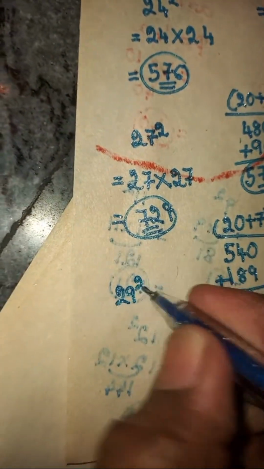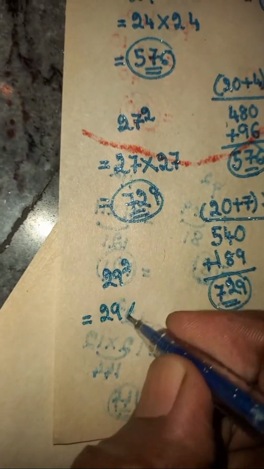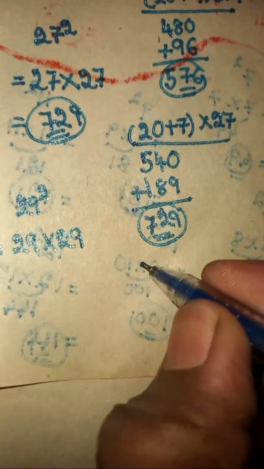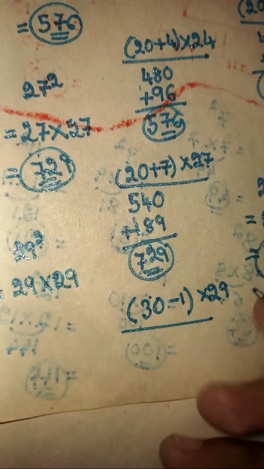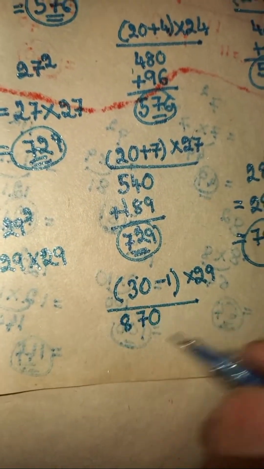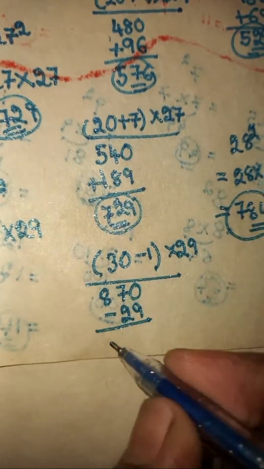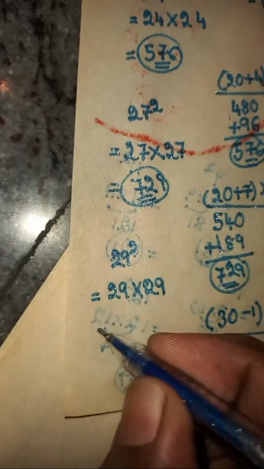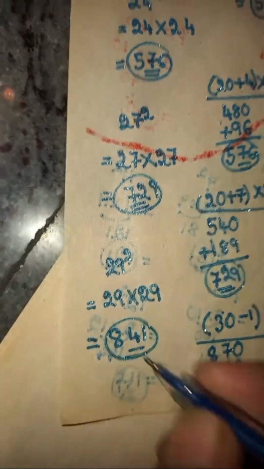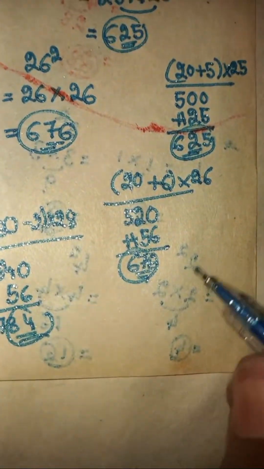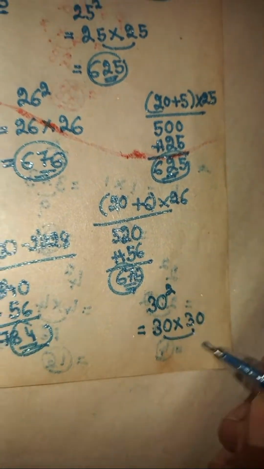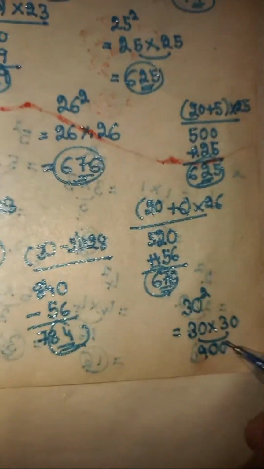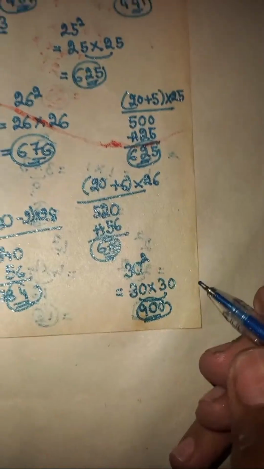Now let's write what is 29 square. 29 square is equal to 29 times 29. You're going to get it as 30 minus 1 times 29. 29 times 3 is 87, so it is 870 minus 29, which is going to become 841. So this 29 square is 841. At last, the 30 square. 30 square can be written as 30 times 30. 30 times 30 is 900. So 30 square is 900.